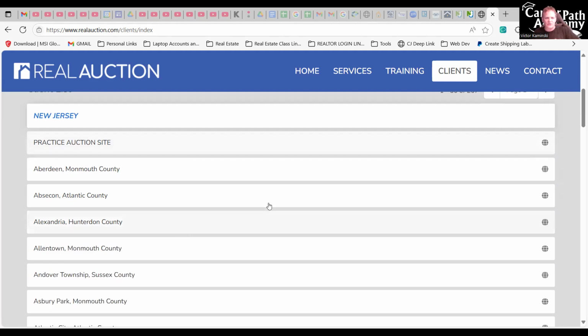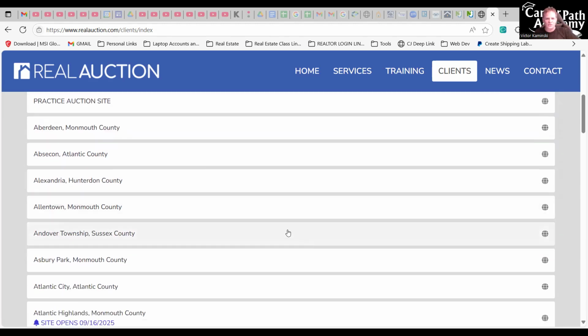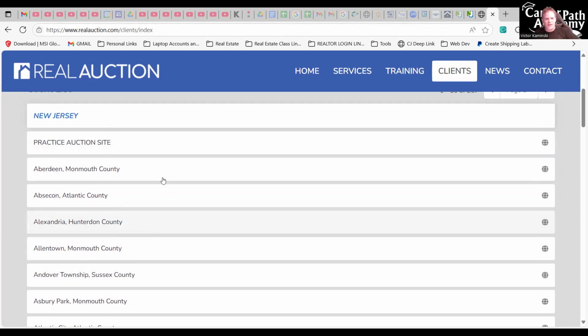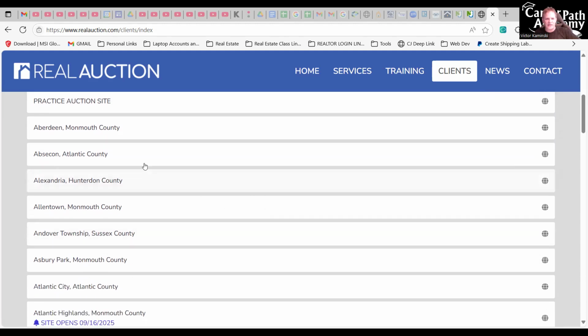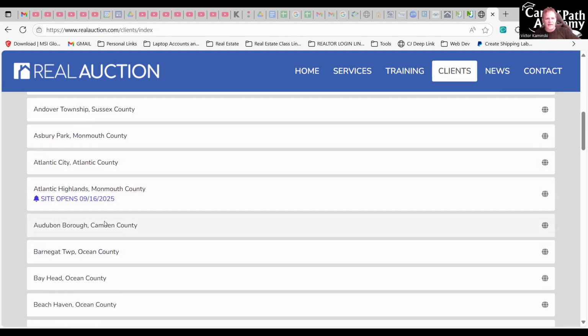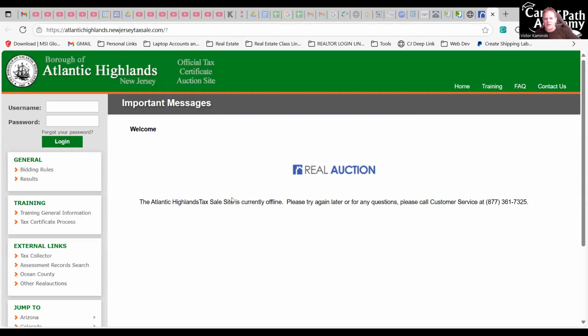So you got a list here. These are all the different websites that they create with their software for doing the tax auctions. Now, if we just scroll down, you don't see any dates right here right now. Here's one that actually has a date, 9/16/2025. So in Atlantic Highlands in Monmouth County, they have an auction coming up on 9/16. It's scheduled. Now, if you click on that, you see it comes to their website.